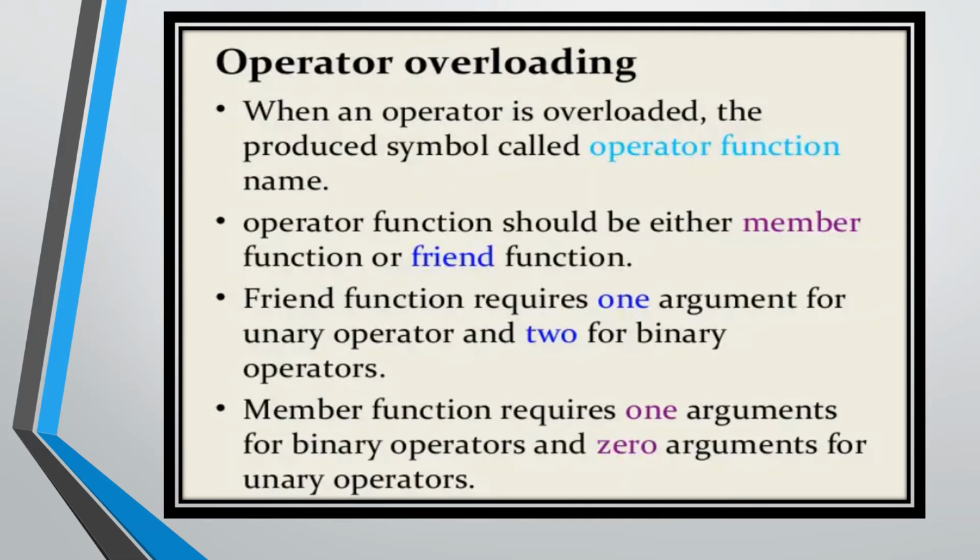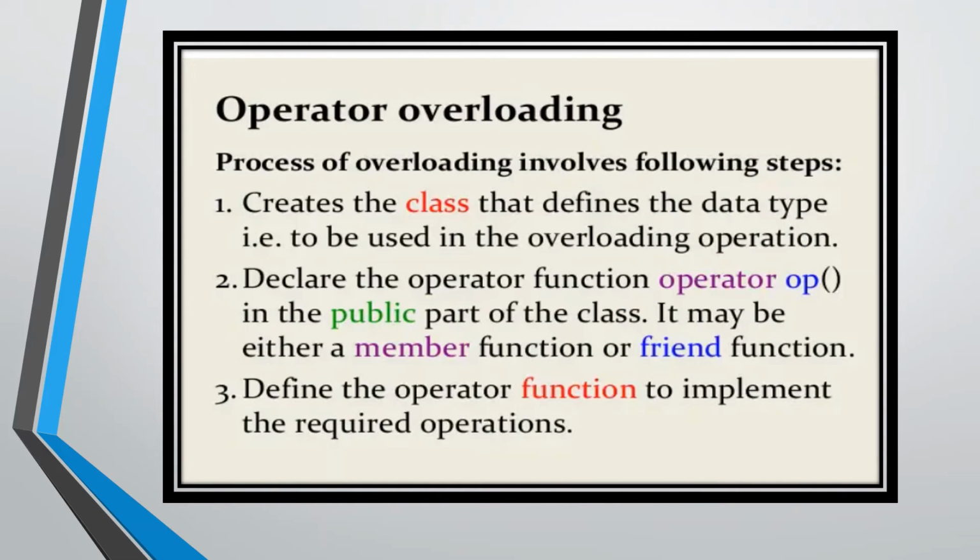Now we'll see what is the process for operator overloading. First, create the class that defines the data type to be used in the overloading operation. So first we have to write the class. Inside the class we are going to declare the variables with those particular data types. Then second, declare the operator function, operator op. Operator is the keyword and op is any operator which we want to overload, addition, subtraction, any, in the public part of the class. So the access specifier here we have to define as public.